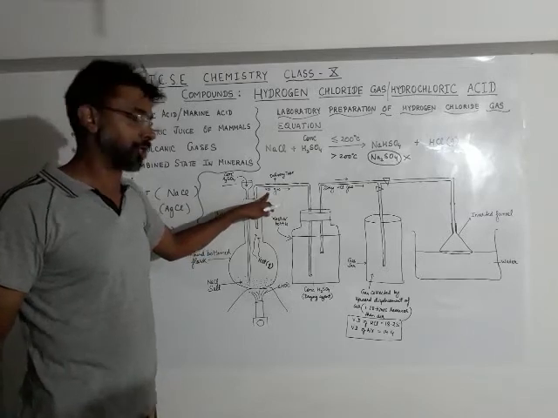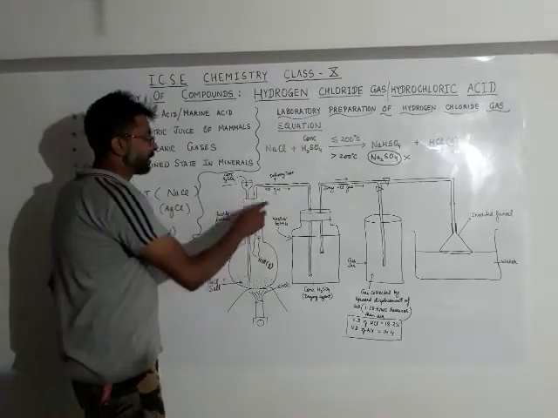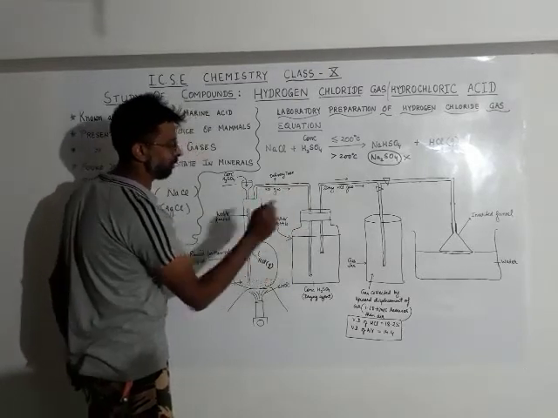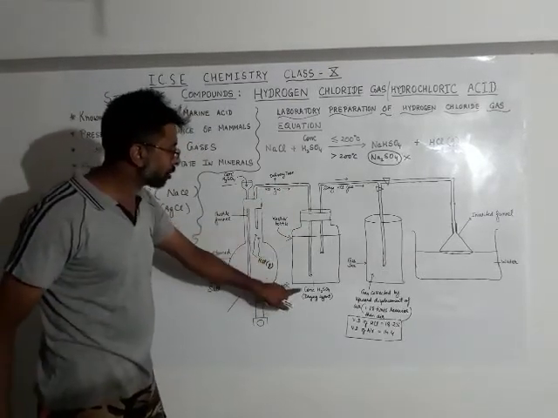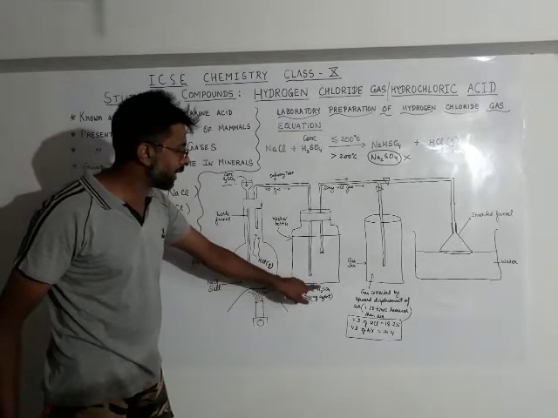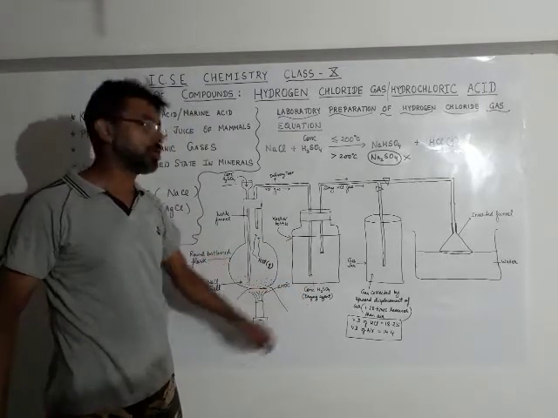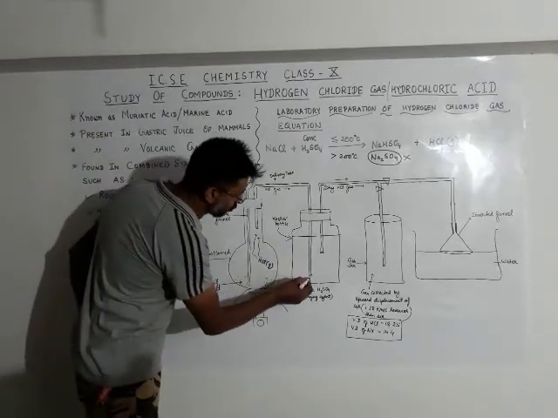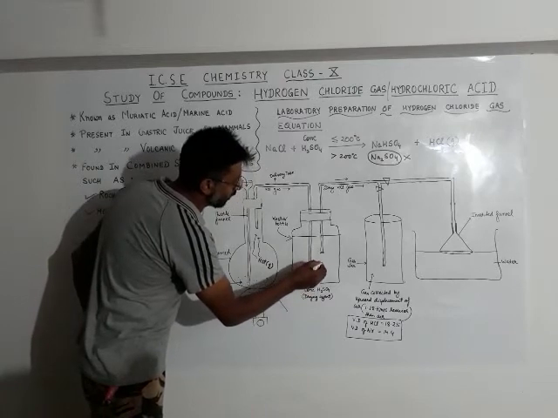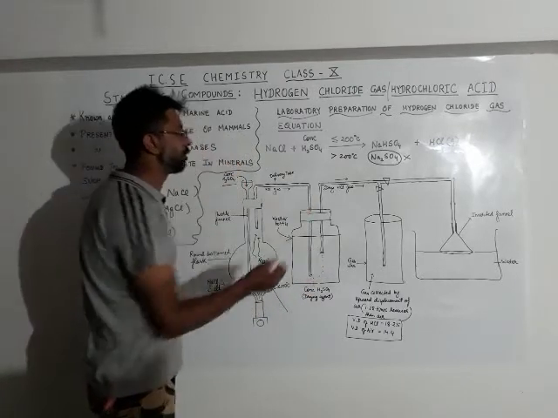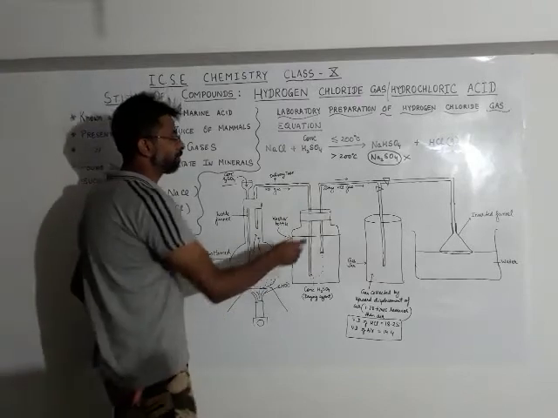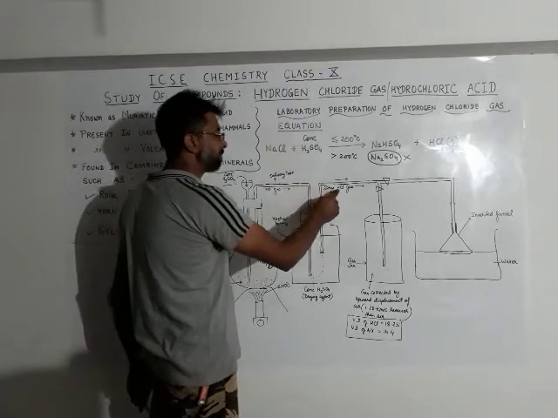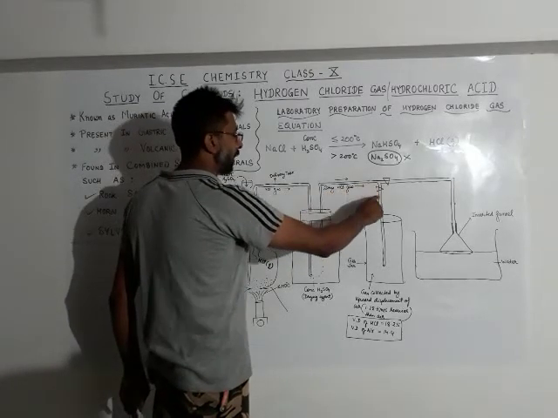It may contain moisture. That is why this gas is now passed by means of a delivery tube into a washer bottle. This washer bottle contains concentrated sulfuric acid, which is the drying agent to dry the hydrogen chloride gas. Now the gas enters this washer bottle and then it bubbles up and enters the other delivery tube. Now this gas which comes out from this washer bottle is dry HCl gas. It comes all along this way and then it is collected.